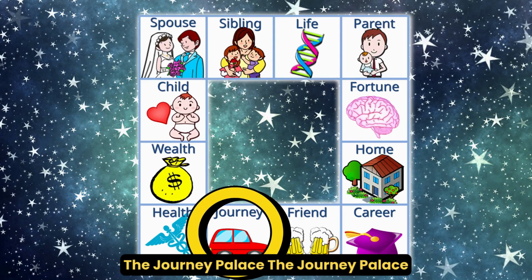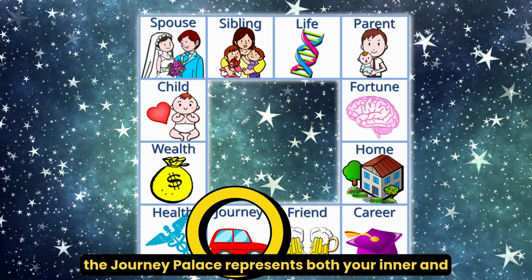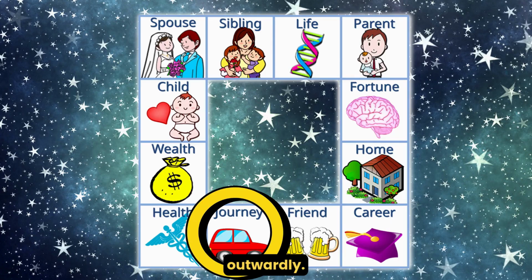The journey palace. The journey palace is the outer palace of the life palace. These stars represent your outer self, how you express yourself, and how others see you. It also represents experiences related to travel, socializing, outdoor activities, and being away from home. If your life palace is empty, the journey palace represents both your inner and outer self. This means how you feel inside aligns with how you present yourself outwardly.